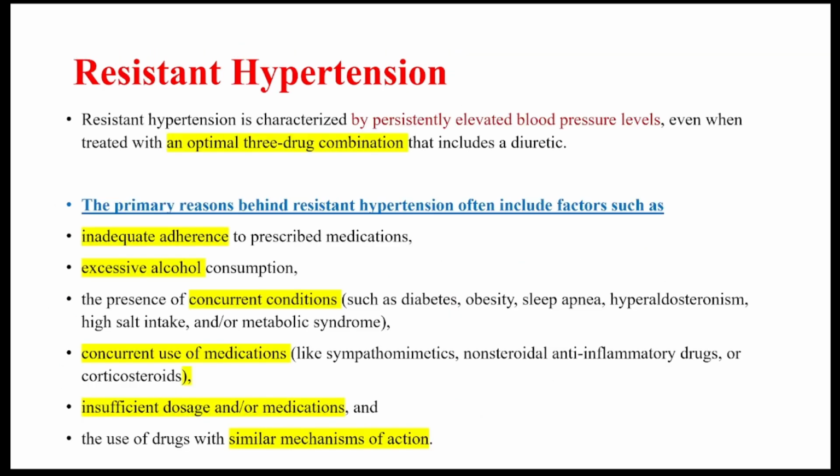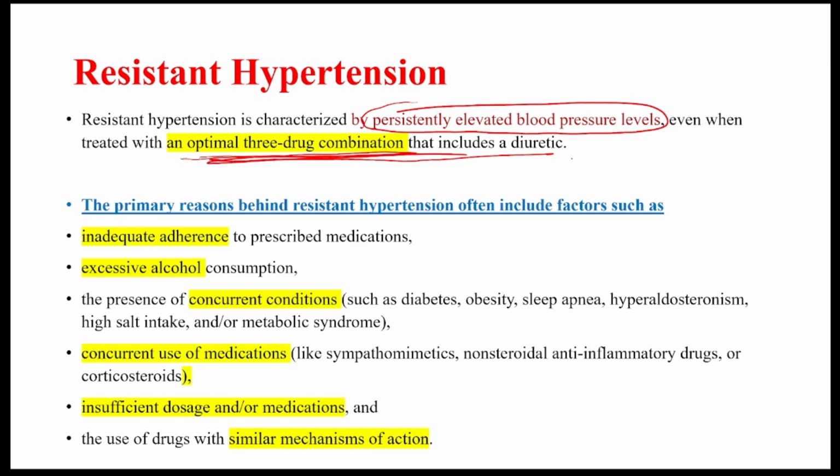Okay, now we move to another topic about hypertension. If the patient suffers from resistant hypertension, this may be characterized by persistently elevated blood pressure, even when you treat your patient with a three-medication combination therapy, including a diuretic. So the patient is already on three medications, but blood pressure remains high, in spite of the patient being on three medications already, including a diuretic.